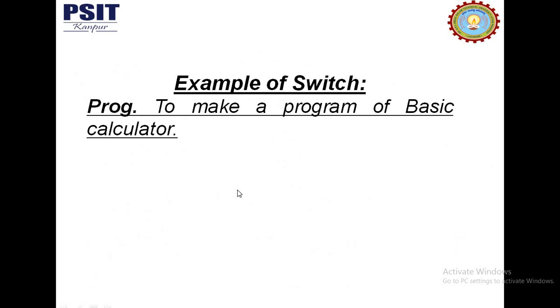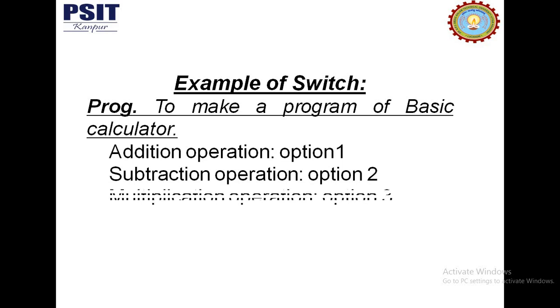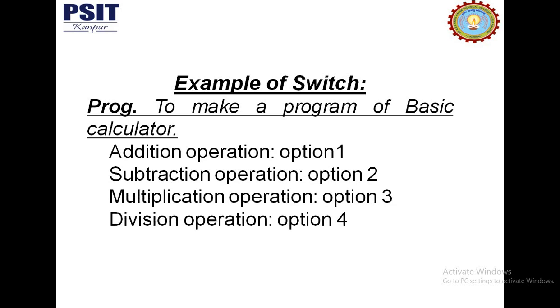So, an example of a switch case: to make a basic program of a calculator. This is a very important program from a syllabus point of view. Suppose I have to create a calculator in which I will ask the user to enter an option, what kind of operation you are going to perform: addition, subtraction, multiplication, division. Then accordingly I'll ask the user to enter two numbers upon which this operation is to be done, and then the result will be shown. So addition is option number 1, option number 2 is for subtraction of two numbers, option number 3 is multiplication of two numbers, option number 4 is division of two numbers, right?